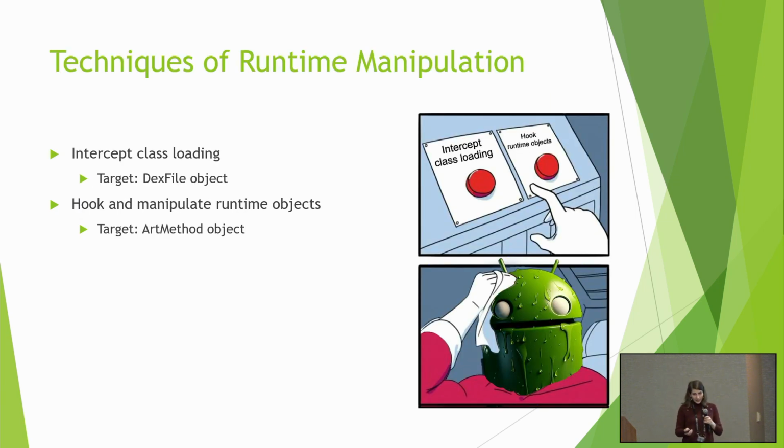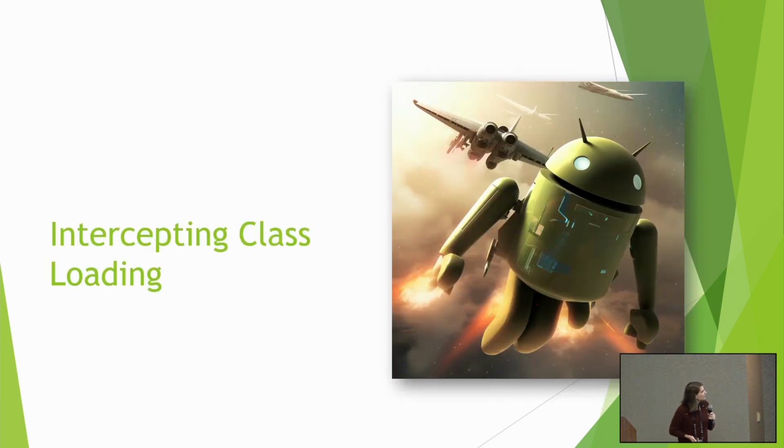So two techniques to perform this kind of runtime manipulation would be intercepting class loading, and in that one, our target in the Android framework is going to be the dex file class. And the second technique would be hooking and manipulating runtime objects. So our target for that is going to be something called the ART method object. First of all, let's get ready. This is going to be diving really deep into this. So the first technique is going to be intercepting class loading.